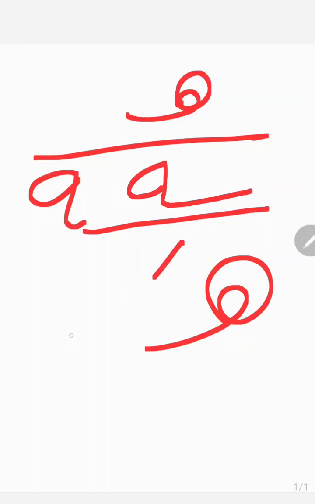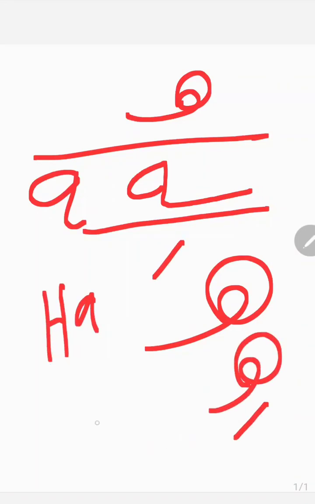So now ha, if it comes with fatha it will be ha, with kasra it will be he, with dhamma ho.